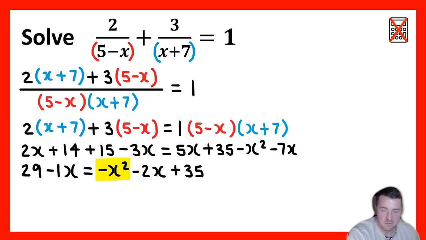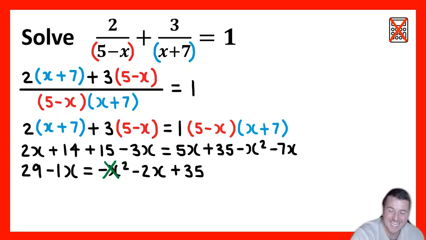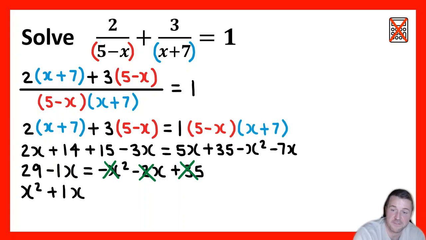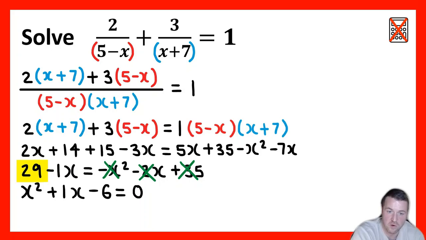It will be easier if the negative x squared term is made positive. So I'm going to add x squared to both sides, giving me positive x squared on the left hand side. I'll also add 2x to both sides. Negative 1x plus 2x is positive 1x. And then I will subtract 35 from both sides. 29 subtract 35 is negative 6. And this is now equal to 0 on the right hand side.